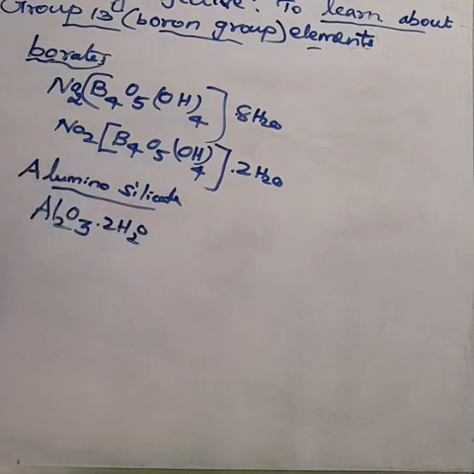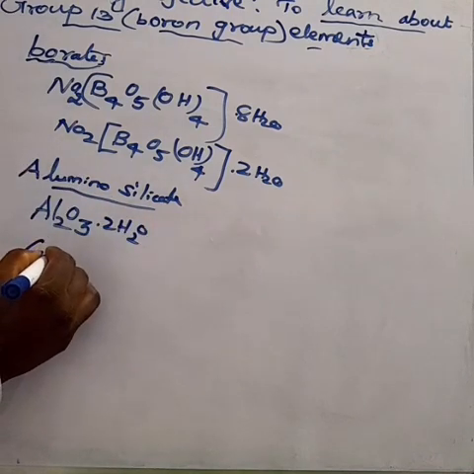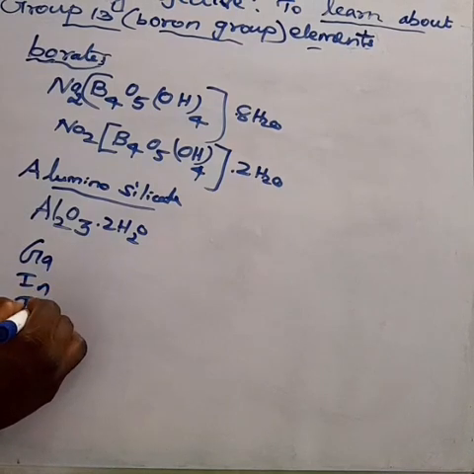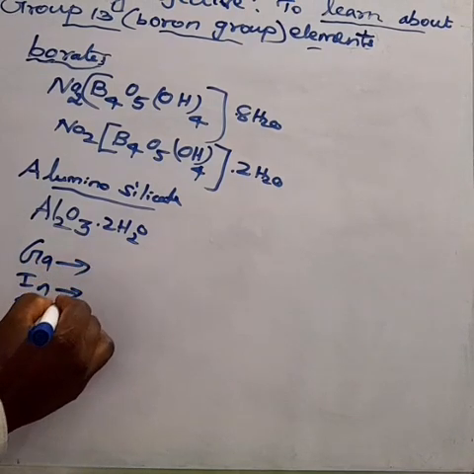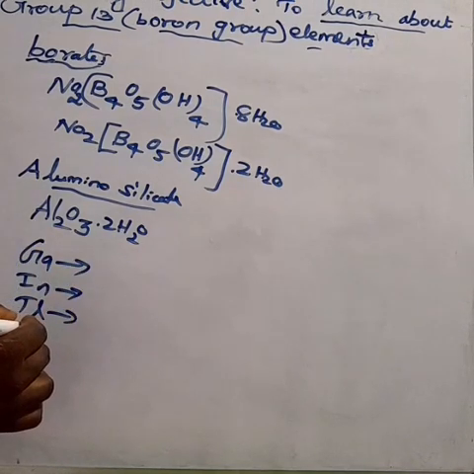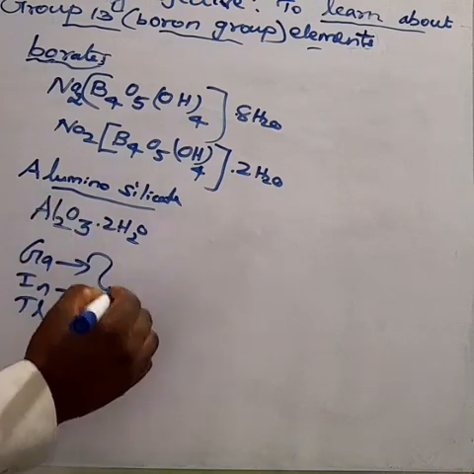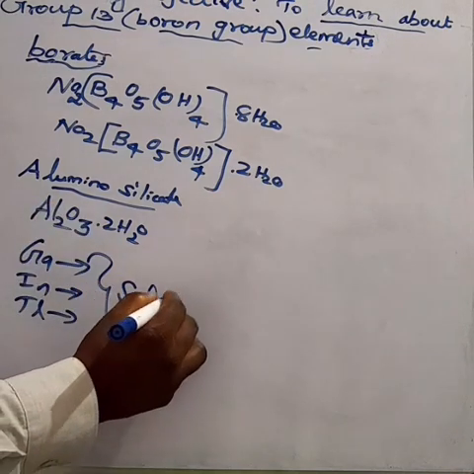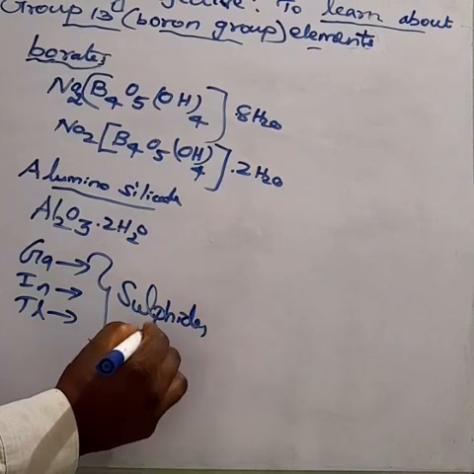What is the next element? Gallium, indium, and thallium. These occur as their sulfide ores. Okay, sulfide ore, that we can discuss later.